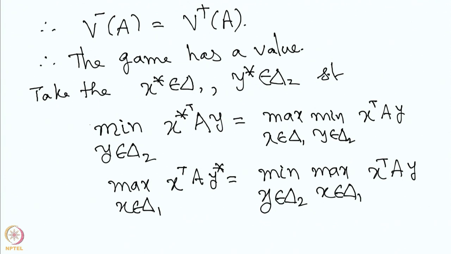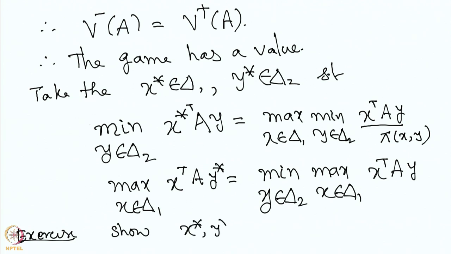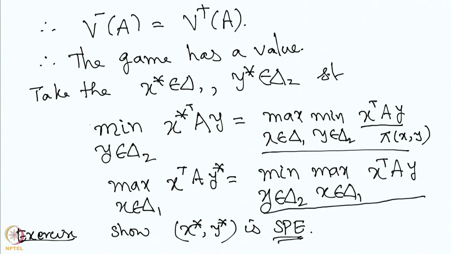Such a thing exists because delta 1, delta 2 are compact, and this function, the mixed payoff function, is a bilinear function which we have seen earlier. Earlier we identified this as pi of x comma y. This mixed extension is a bilinear function, and this compactness ensures that such an x star and y star exist. And the exercise here is to show x star, y star is a saddle point equilibrium. In the proof, you need to use the fact that these two quantities are one and the same. So once you prove this, the proof is complete. This proves the min-max theorem for matrix games.